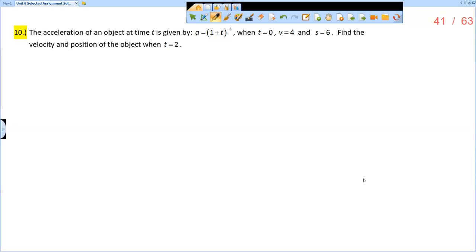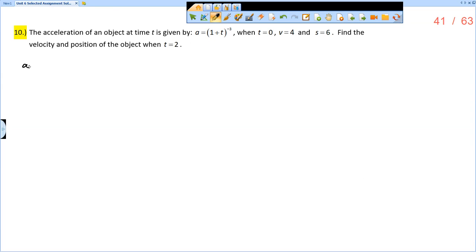This is the solution video for section 6.3, problem number 10. The acceleration of an object at time t is given by a equals (1 plus t) to the negative third. When t is equal to 0, v is 4 and s is 6. Find the velocity and position of the object when t equals 2.